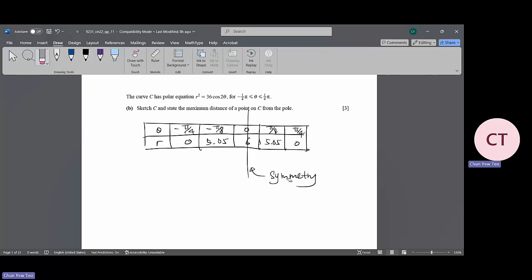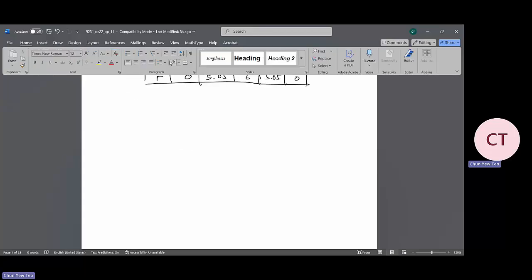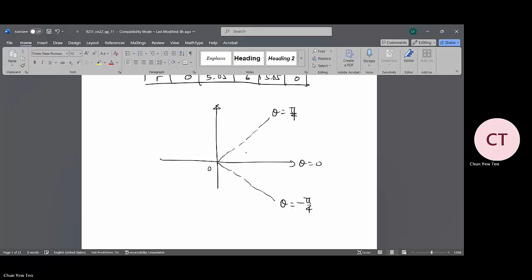Axis of symmetry is where theta equals 0. So what you need to do here is draw with a proper scale and measure the angle properly. This is theta equal to pi over 4. This is theta equal to negative pi over 4. This is theta equal to 0. Then when theta equals 0, you have a 6 over here. So at negative pi over 4 and pi over 4, r is 0.